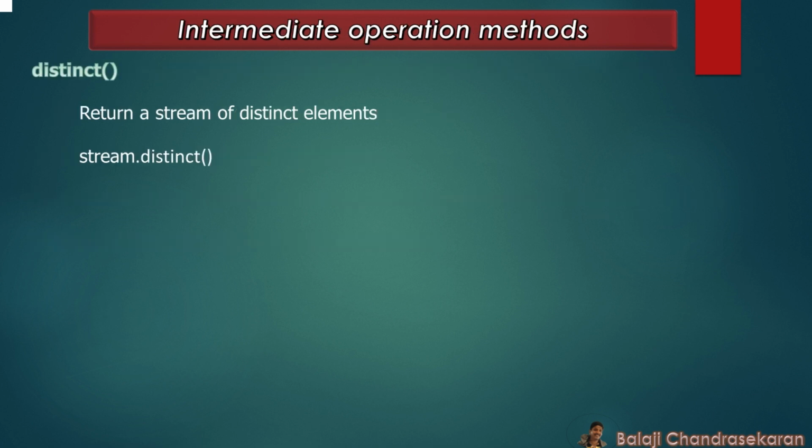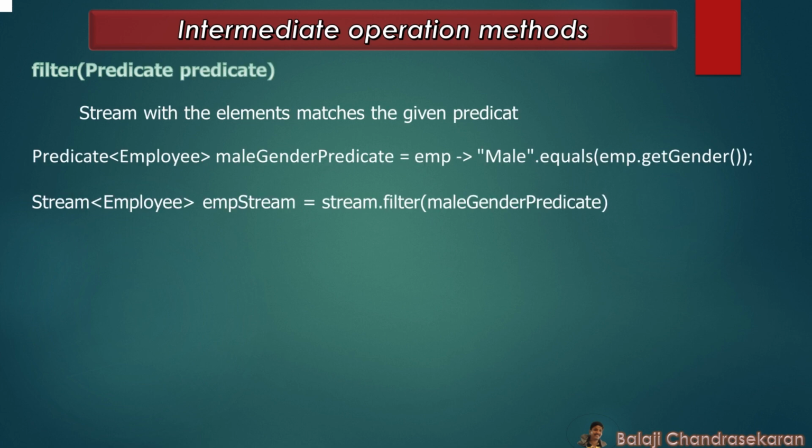The distinct method in the stream class returns a stream consisting of the distinct elements. That is, it removes the duplicate elements of the stream. It checks the uniqueness by using the object.equals method. The filter method filters the elements of the stream based on a predicate and returns a new stream containing only the elements that match the predicate.